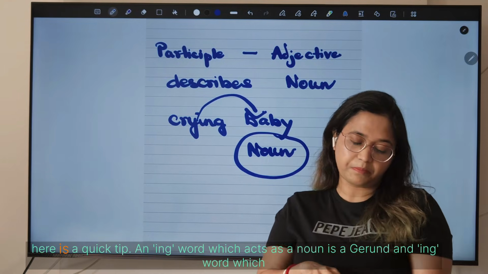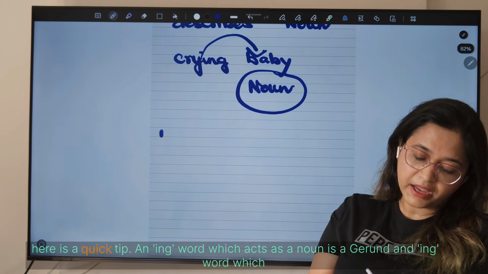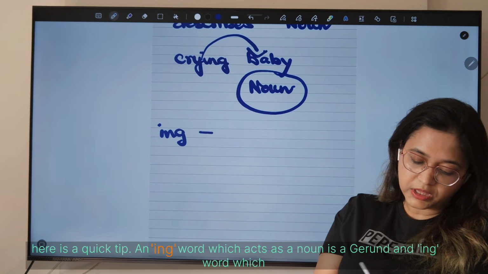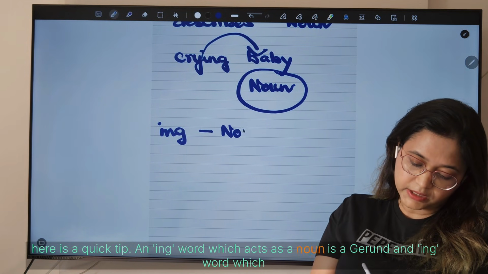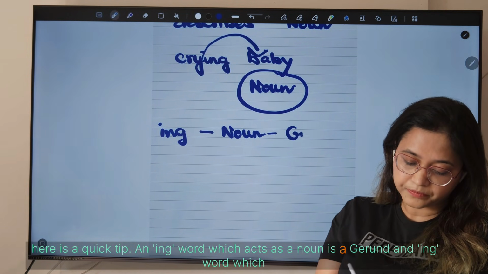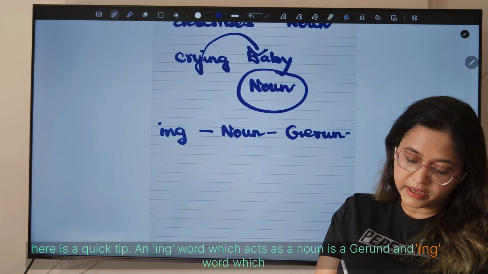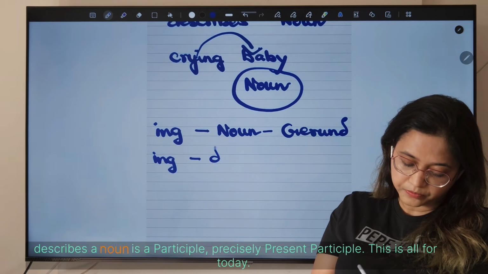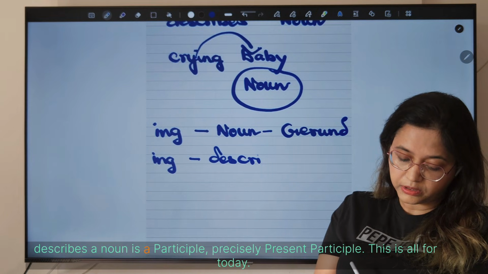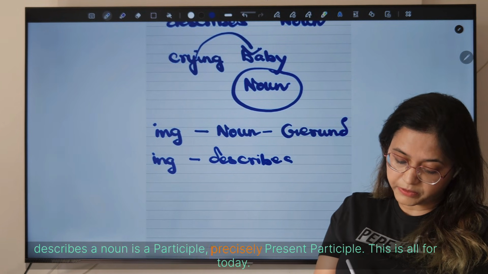So here's a quick tip. An ing word which acts as a noun is a gerund, and an ing word which describes a noun is a participle, precisely a present participle.